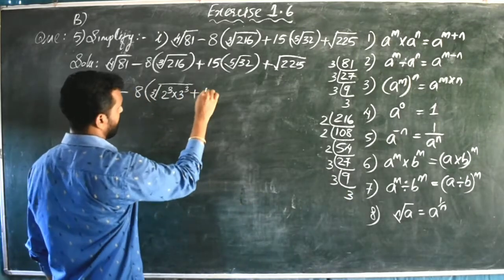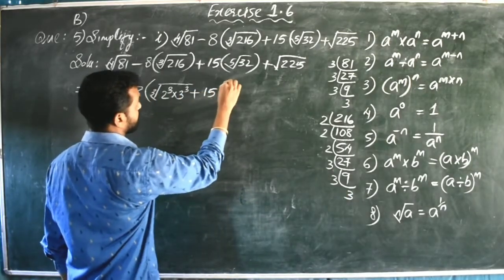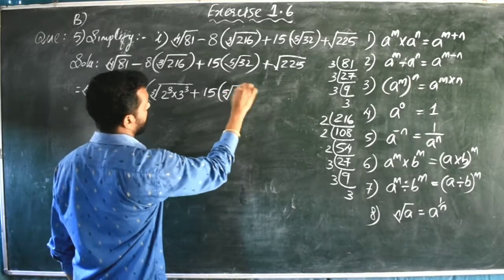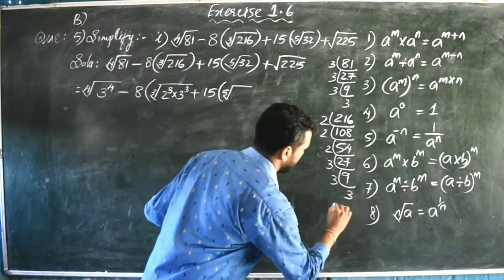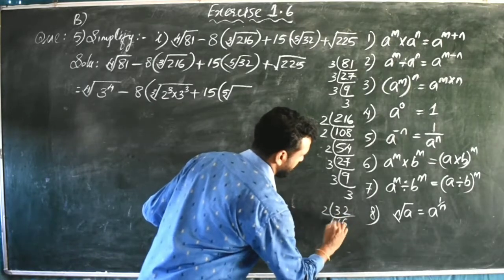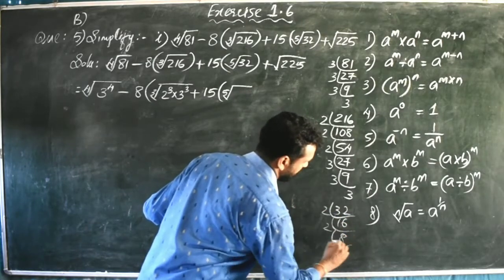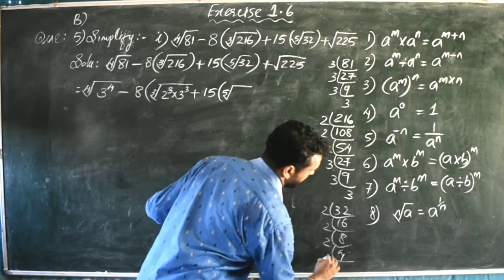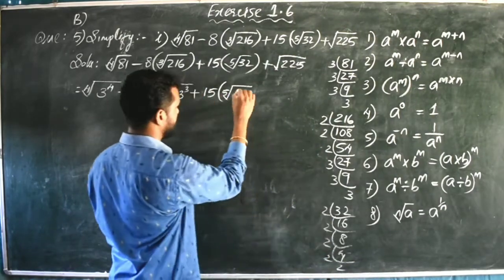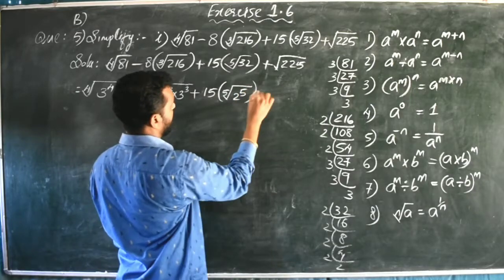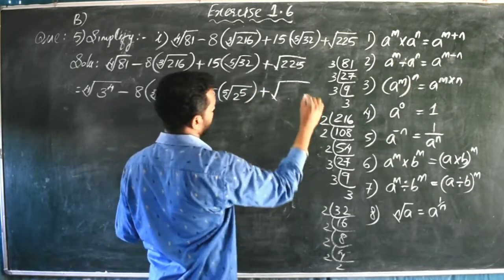Then plus 15 into 5th root of 32. 32 is equal to, factorize it. 32 divided by 2, 16 divided by 2, 8 divided by 2, 4 divided by 2, 2 2s are 4. 1, 2, 3, 4, 5, 2. That is 2 raised to 5. Plus square root of 225.